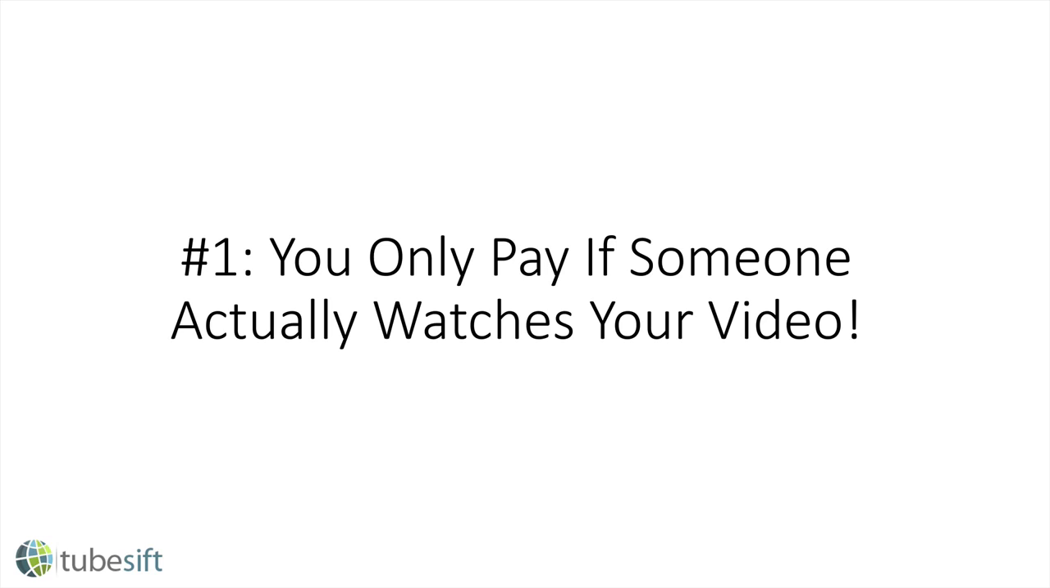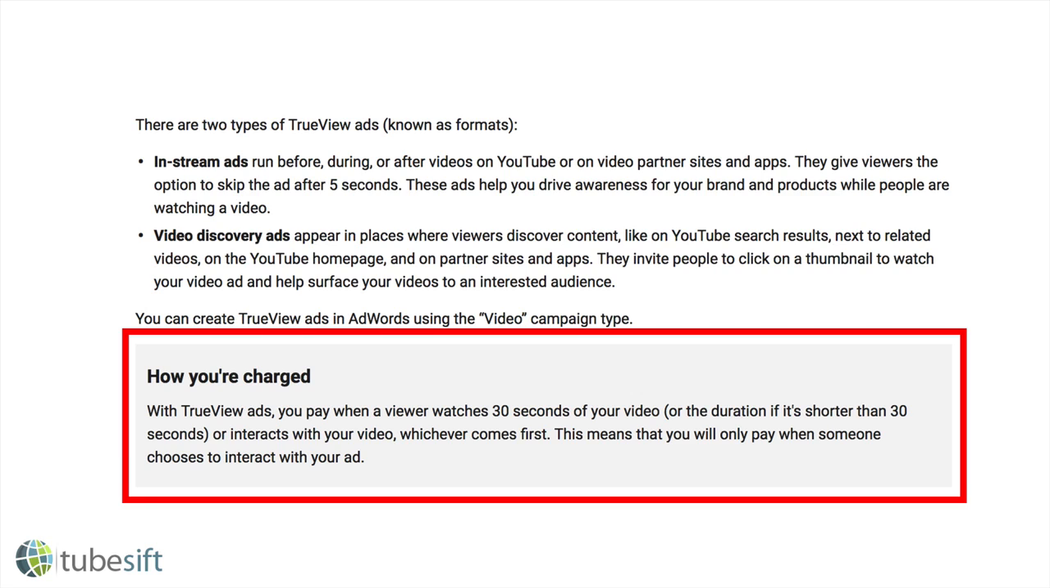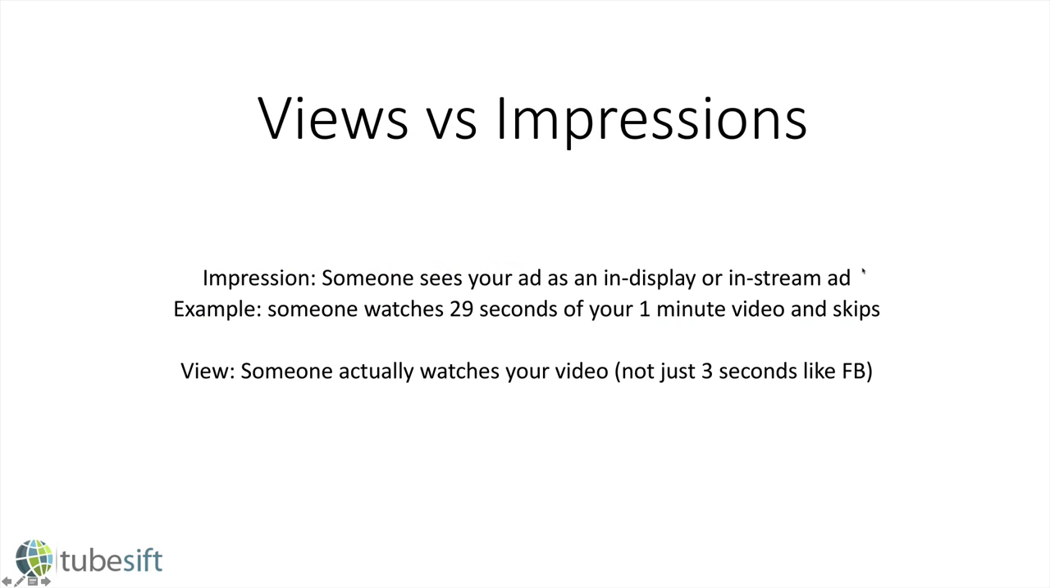And number one, as I just kind of broke down on the last slide, or 2 slides ago, whatever, you only pay when somebody actually watches your video, which means this is not like other traffic sources where you pay for impressions, right? So as you can see right here, how you're charged. Well, with TrueView ads, you pay when a viewer watches 30 seconds of your video, or the duration if it's shorter than 30 seconds, or interacts with your video. That interacts with your video part is for those video discovery ads where they click on them. That's how that kind of works. So essentially that means you only pay when somebody chooses to interact with your ad or to watch your video.